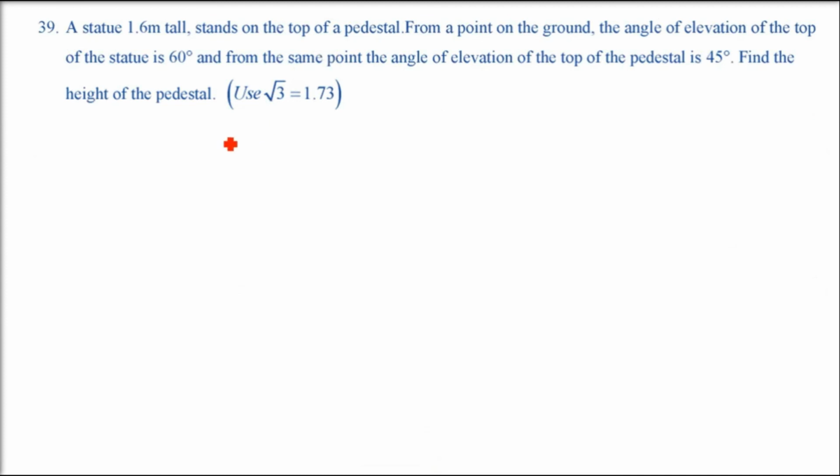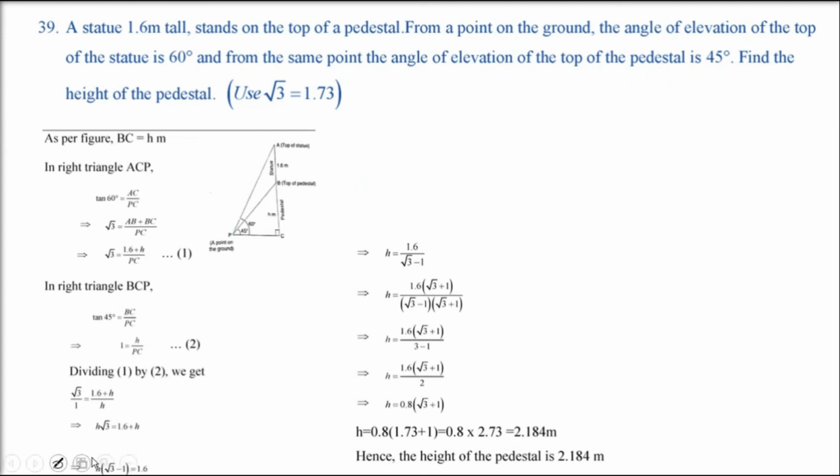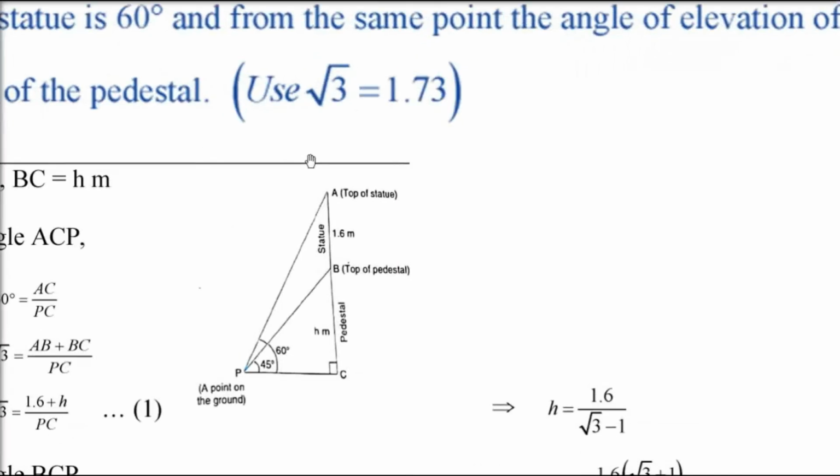A statue 1.6 meter tall stands on the top of a pedestal. From a point on the ground, the angle of elevation of the top of the statue is 60 degree, and from the same point the angle of elevation of the top of the pedestal is 45 degree. Find the height of the pedestal. So let me show you the figure first.